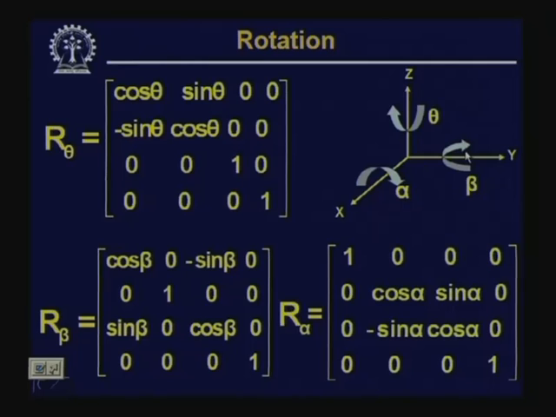So, when I am rotating a point along z axis, obviously the z coordinate of the point will remain unchanged even in the rotated position. But what will change is the x coordinate and y coordinate of the point in its new rotated position.